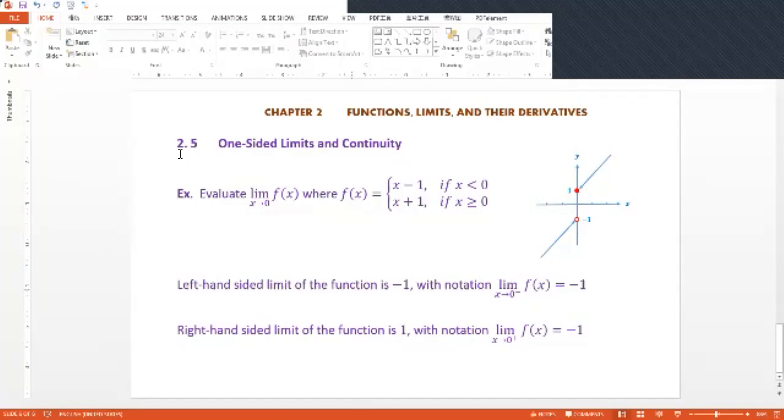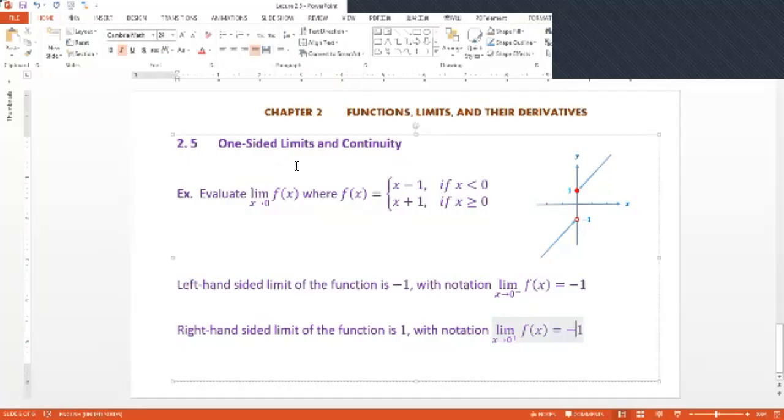We already found the left-hand side limit and the right-hand side limit. Okay, this should be 1. And then we compare them. And they're not the same. One is -1 and the other is +1. So when they are not the same, that means the function approaches different values from the left and from the right. So the limit does not exist. They approach different values from the left and from the right.